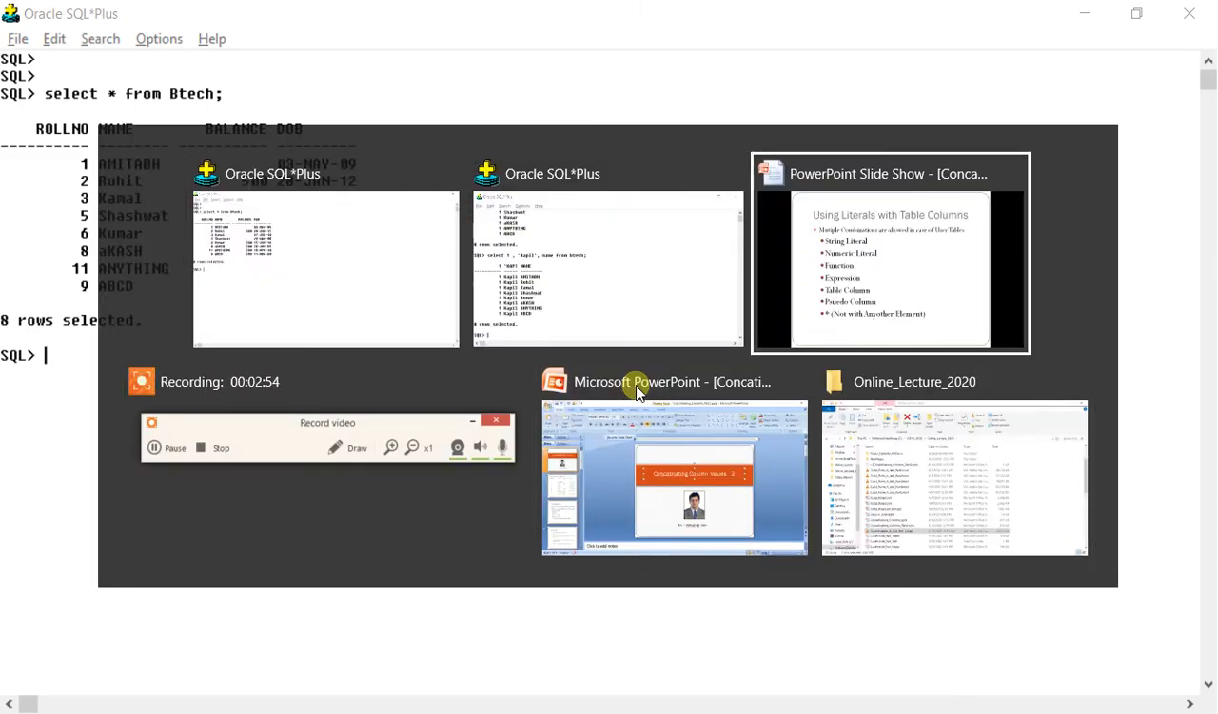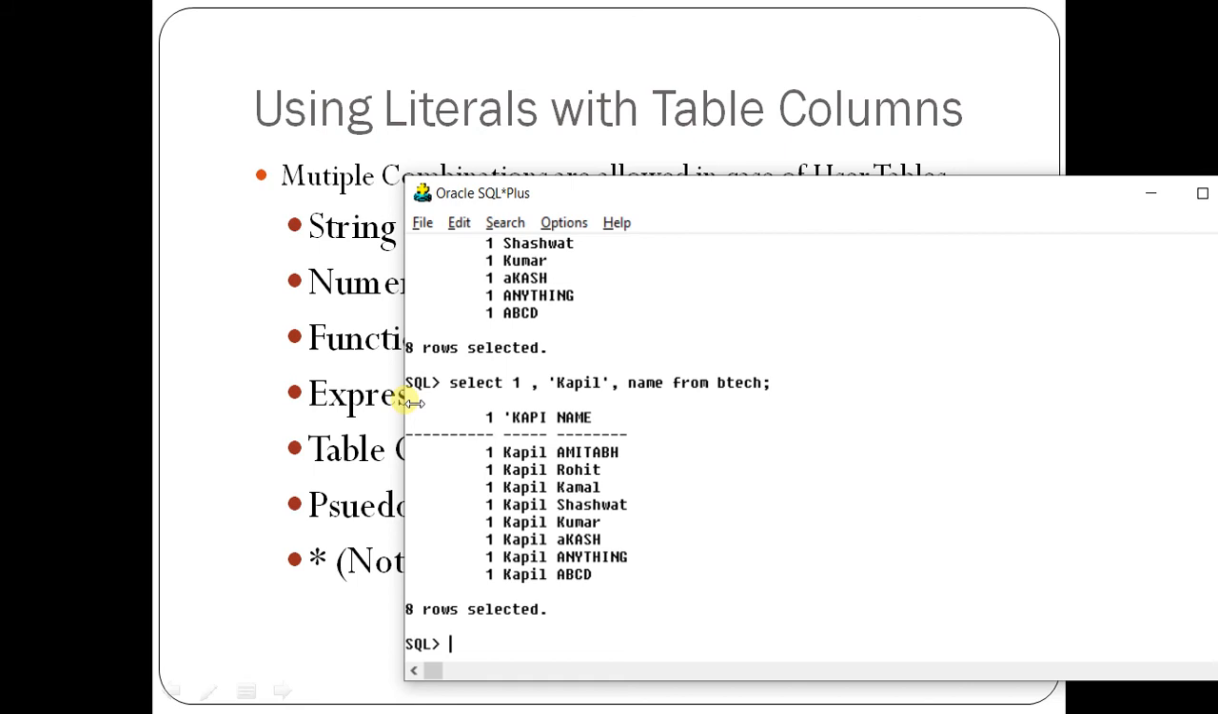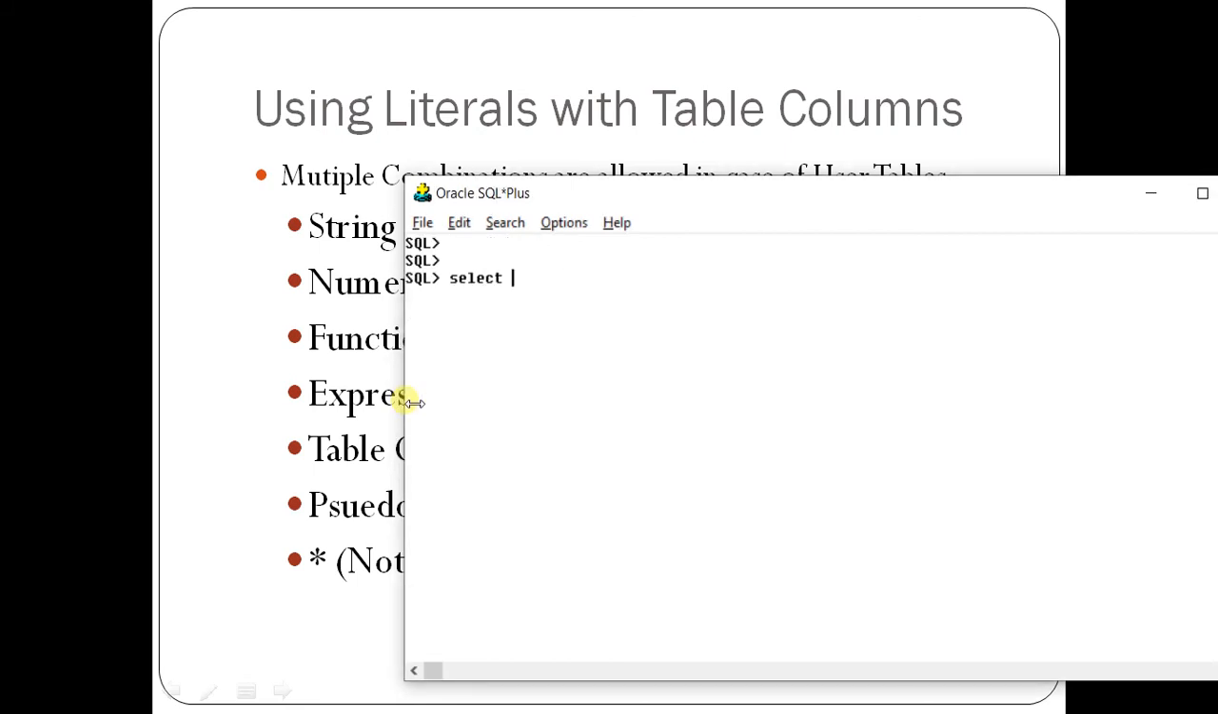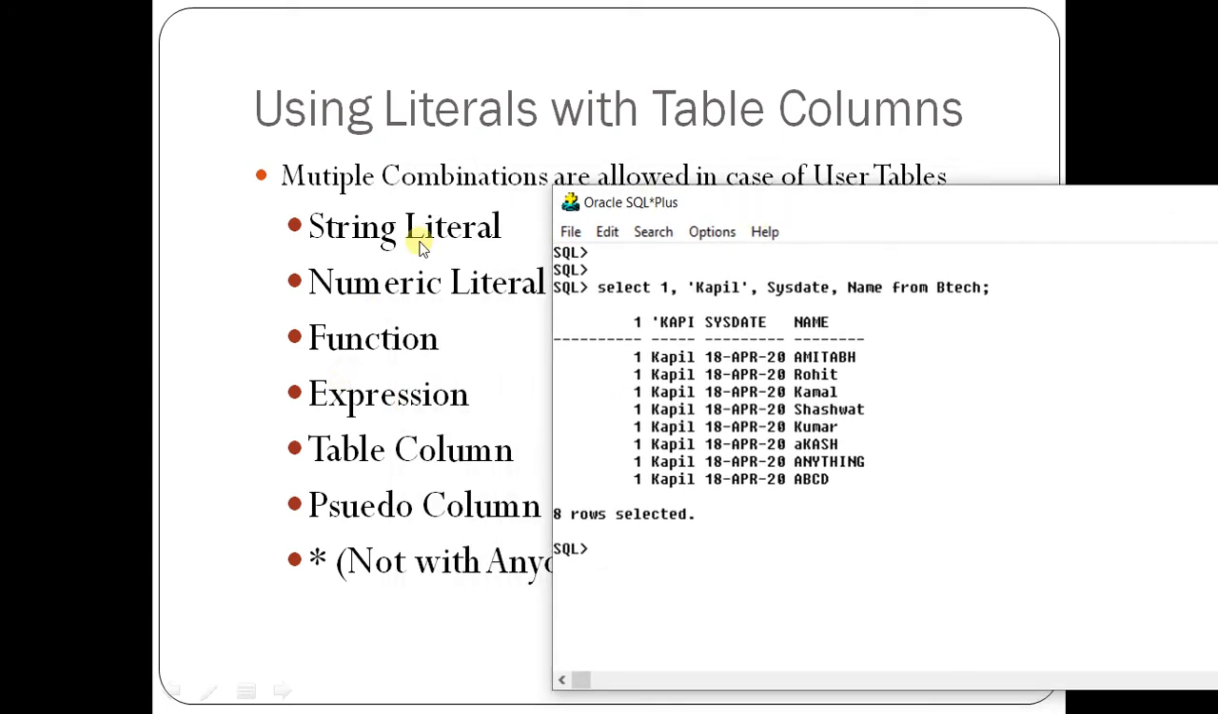So this is numeric, this is a string literal, and this is a column. What we are trying to learn is that you can use a string literal, a numeric literal, and a function. What is a function? Let us see again with an example. Select a numeric literal 1, Kapil as a string literal, sysdate, which is a function, comma name from BTEC. So what will happen? This will happen. We have used string, numeric, and function.